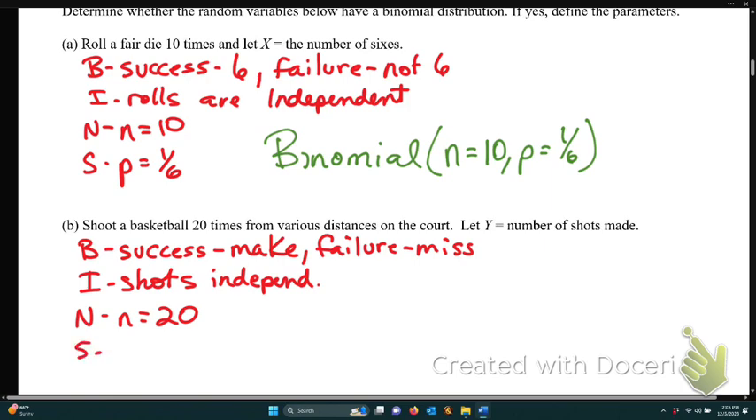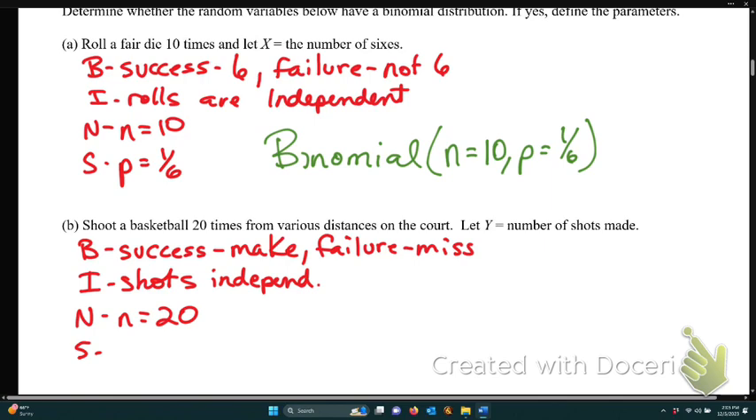S. What does S stand for? Success probability is fixed. Do I have a fixed success probability? No. Why not? Depends on your skill. What does it say? Various distances.